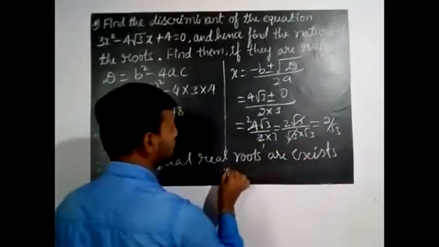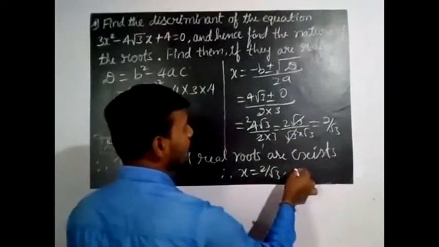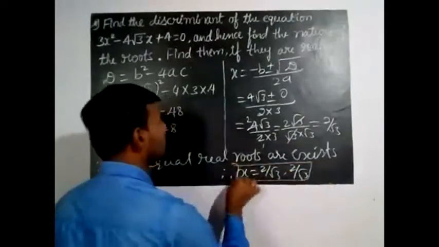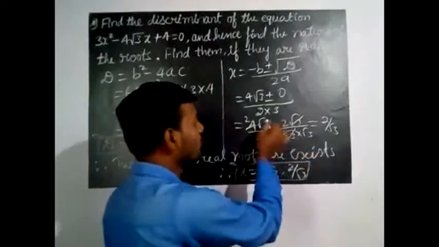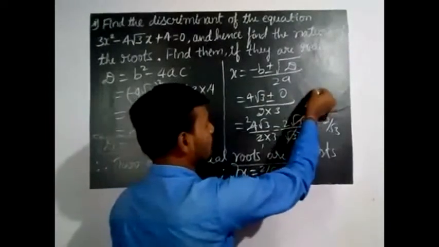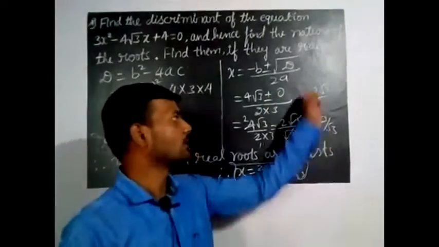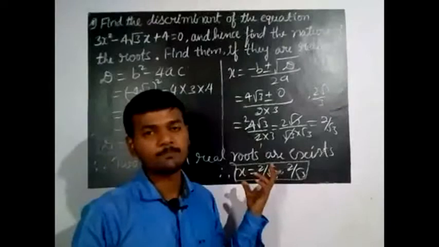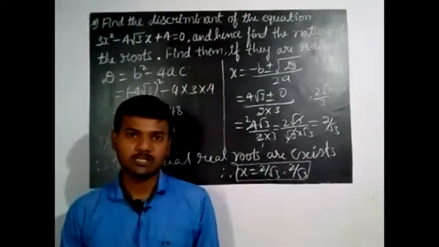So, therefore, x is equal to 2 by root 3 and 2 by root 3 are the roots for the given quadratic equation. Or you may stop here only. That means 2 root 3 by 3. It is enough for that. Or if you want to continue, you may write this one. Okay. So in this way, I have to find the roots for the given quadratic equation.